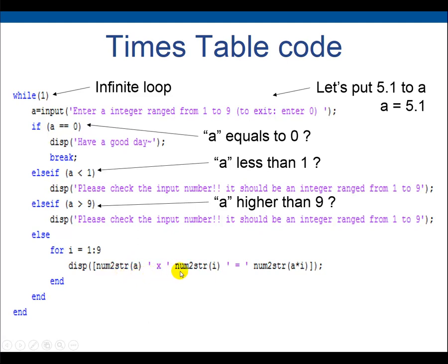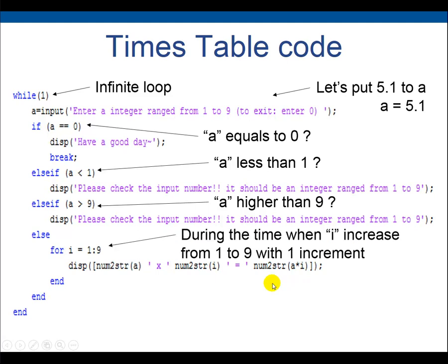And times I: when I equals 1, when I equals 2, it increases with 1 increment, A times I. So when I equals 1 and A equals 5.1, this will show 5.1. When I equals 2, it will show 10.2. When I goes to 3, the result will show 15.3. Alright, that's it.